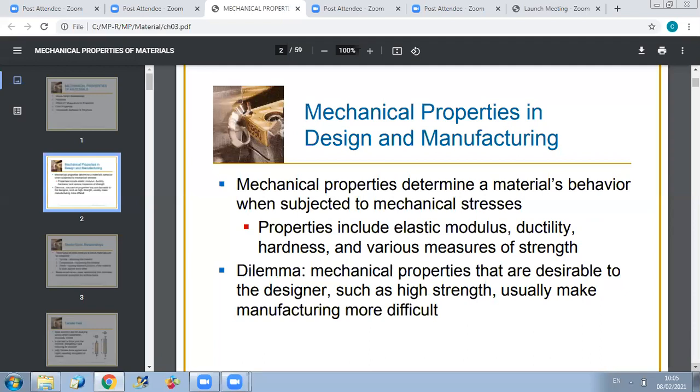Okay, so we will see that for different materials of different properties, we have different manufacturing processes. And some manufacturing processes are more suitable for metals with high strength, for example, than others. And in this course, we will see the different manufacturing processes and the different materials that are used in these processes.